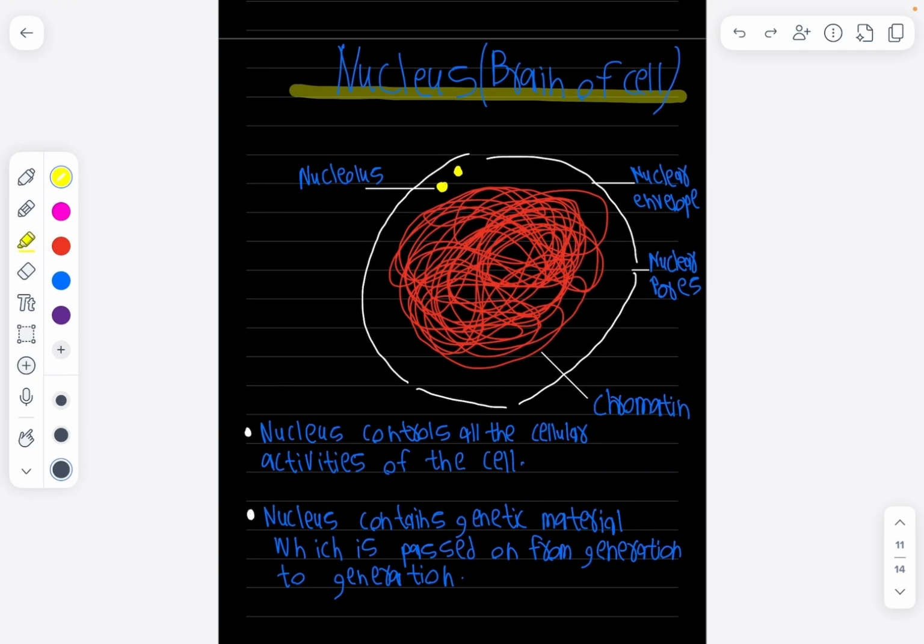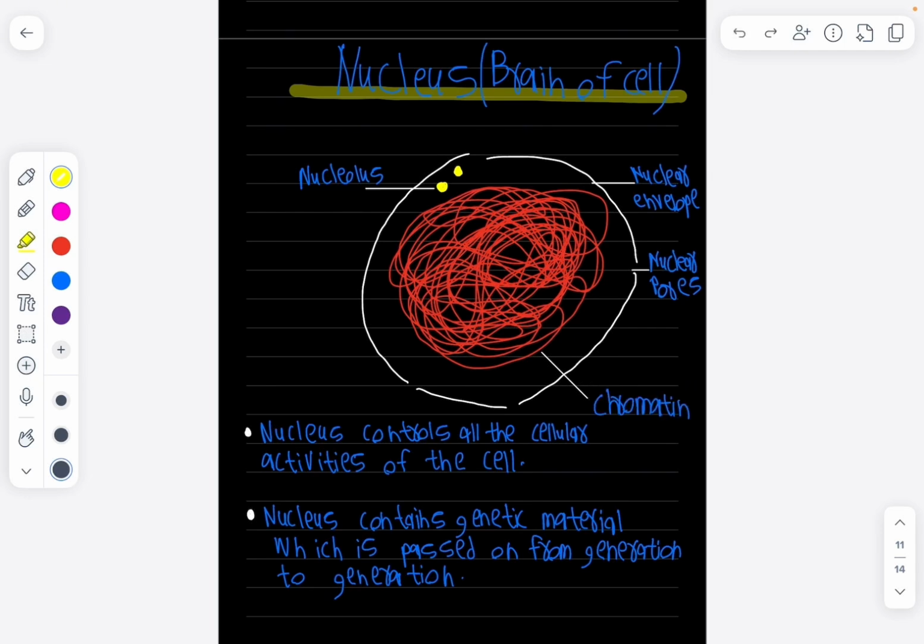Then we have this membrane type. It's called the nuclear envelope. Alright. Then we have this red structure, which in reality is not red, but I have drawn it red. It is called the chromatin. This thread-like structure. When we say the nucleus has a thread-like structure, this is what is present. It's called chromatin.